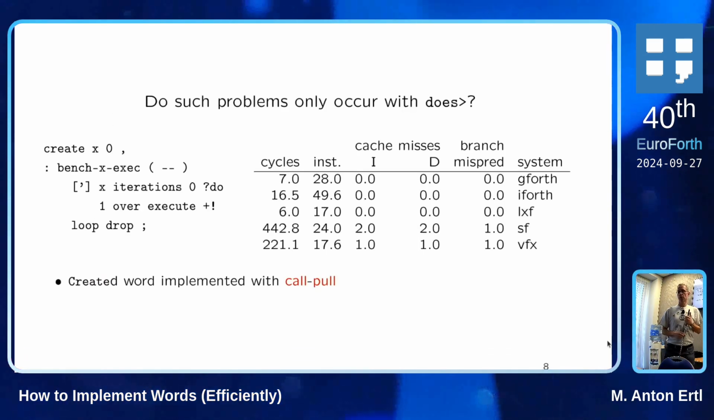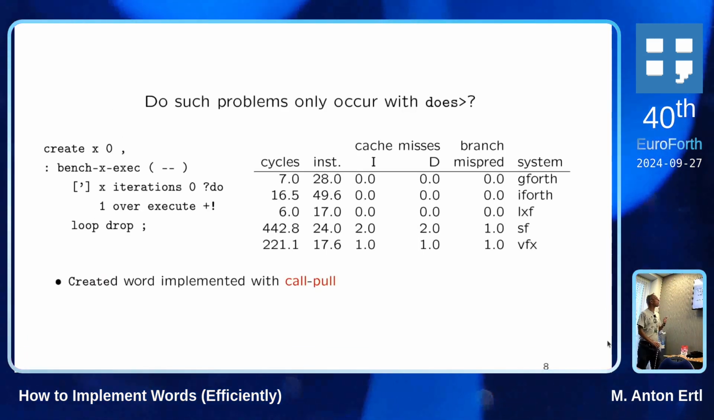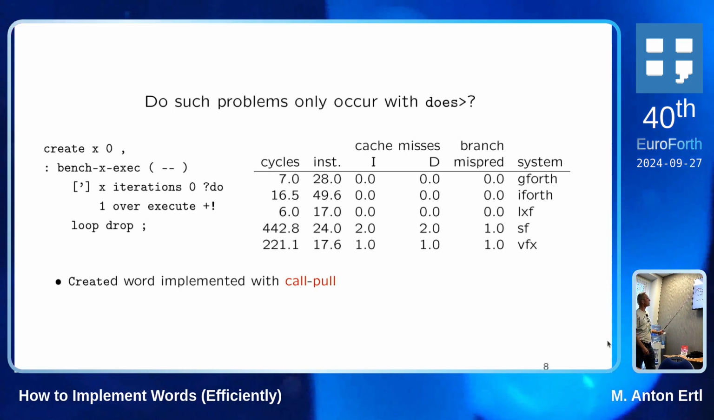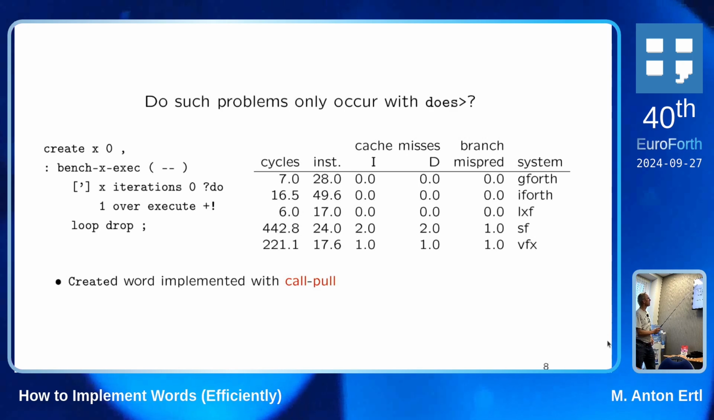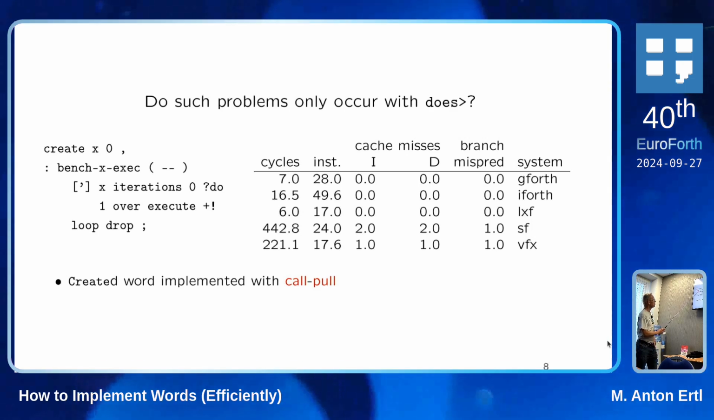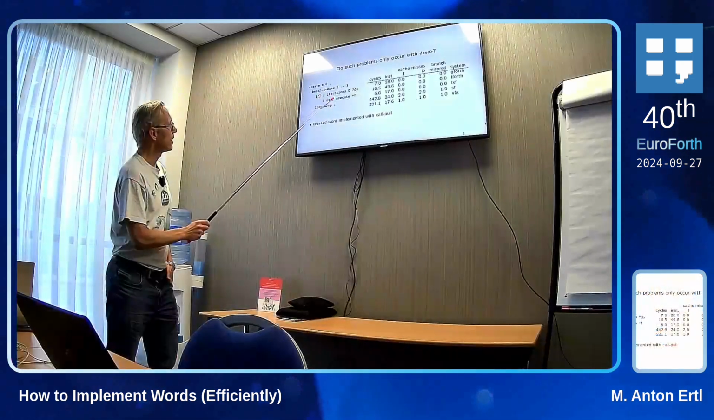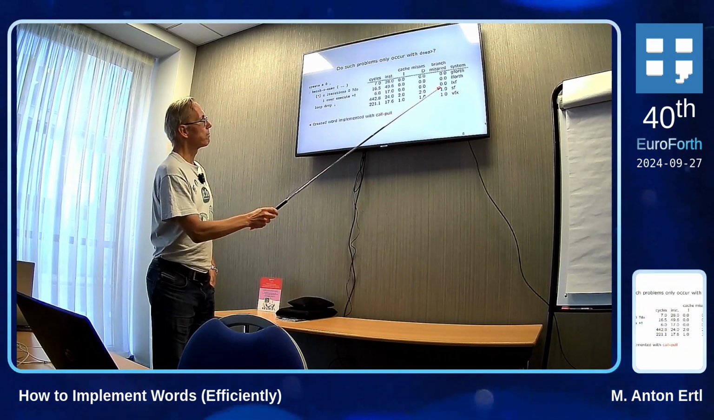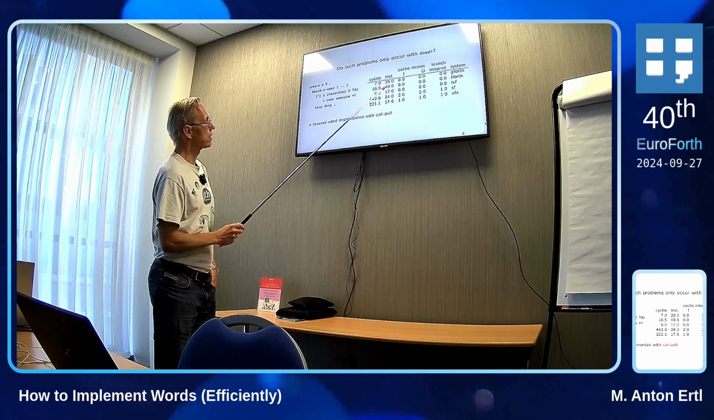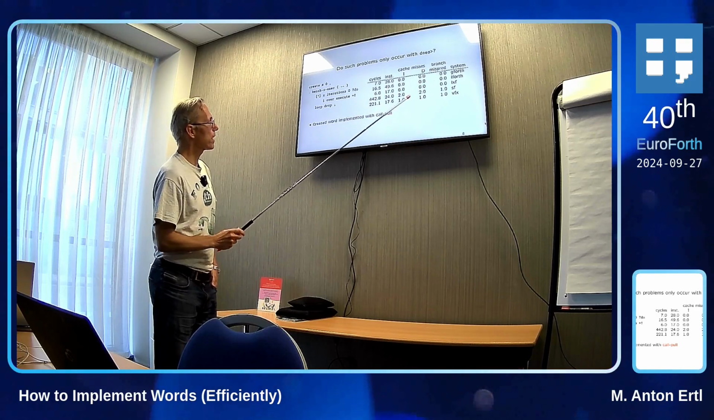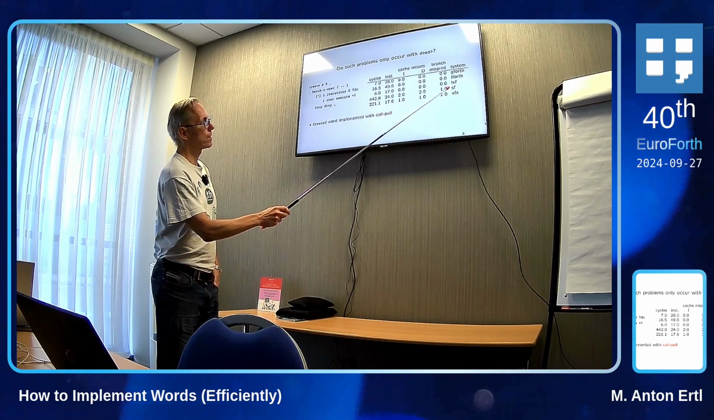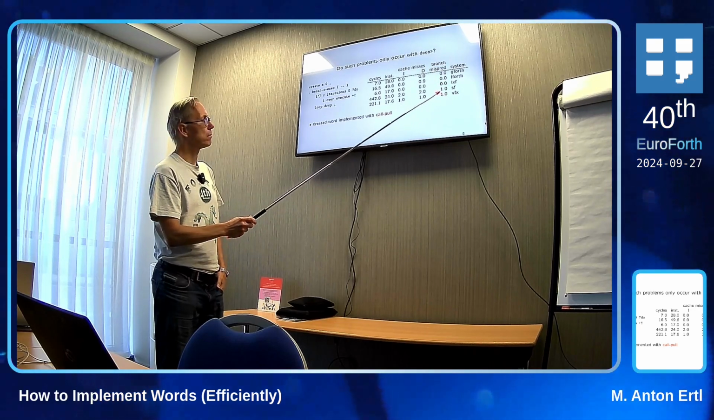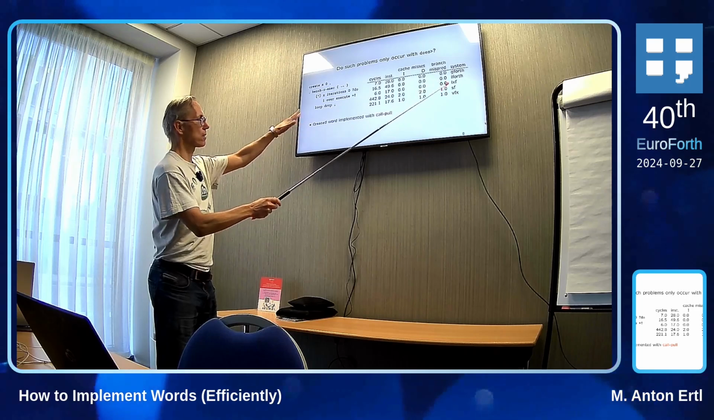So do such problems only occur with DAS? No, here we have a create X without DAS. And we see when we tick the X, and here we execute it, we see some slowdown in EuroForth and VFX. And here this affects both RC87 and 89, so I just write SF.